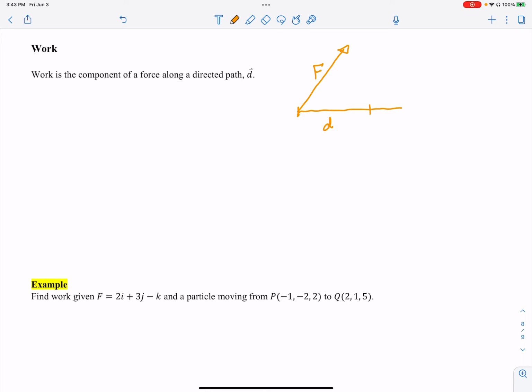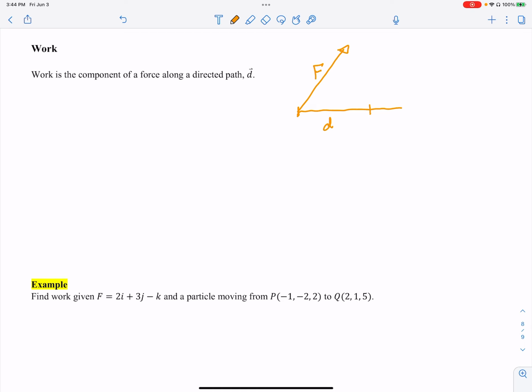In this video, we are going to continue our discussion of 11.3 dot products. We're going to relate this to work. Maybe you've seen this in physics. If not, the good thing is I'm going to give you the definition. When we measure work, it's the component of a force along a directed path.